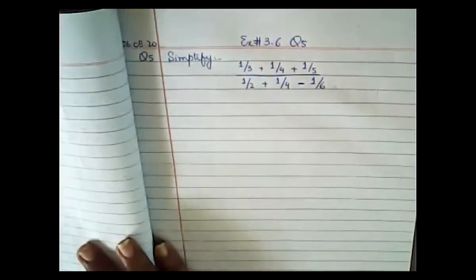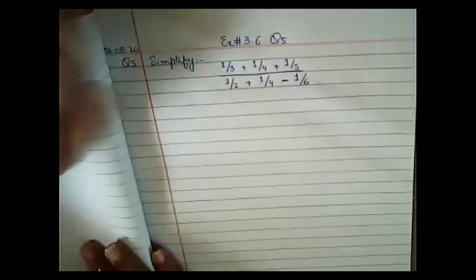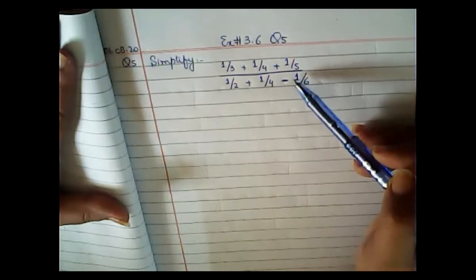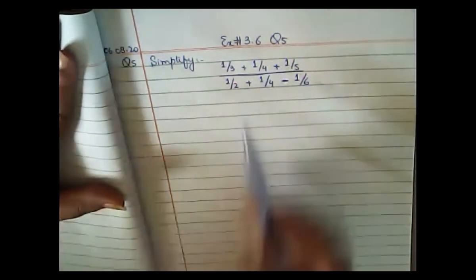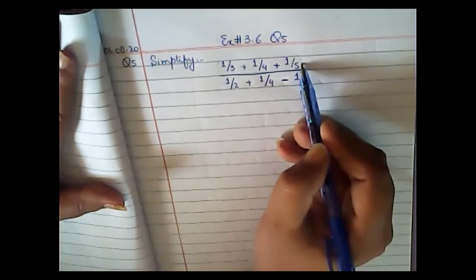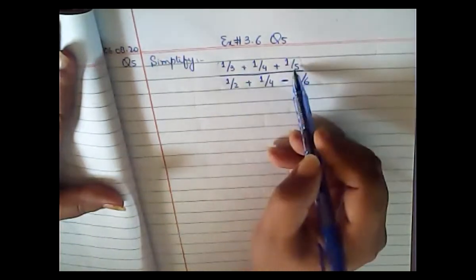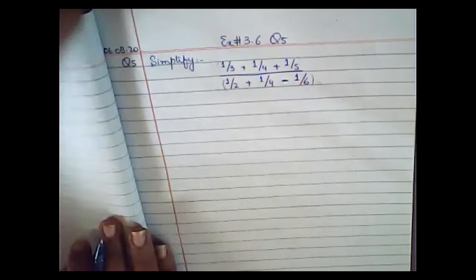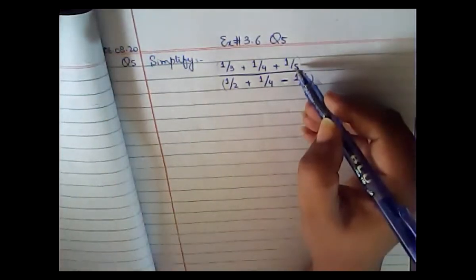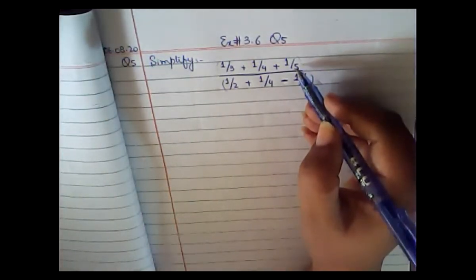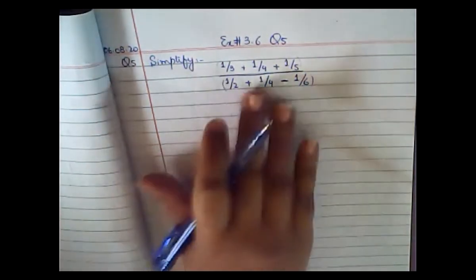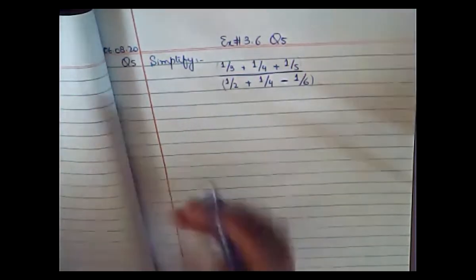Okay, so this is question number 5 from exercise 3.6, the complex fraction. Why is it a complex fraction? Because you can see this is your numerator, which is itself a complex fraction, and your denominator is also a complex fraction. So how will you solve this type of fraction? If you look here, these are not mixed fractions. If these were mixed fractions, you would first convert them into improper fractions, but there is no mixed fraction here. That's why I'm going to simply start like this.